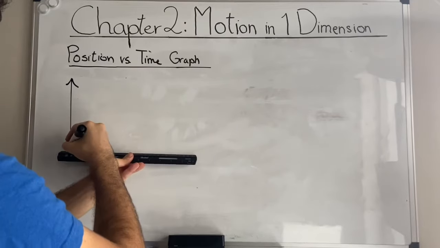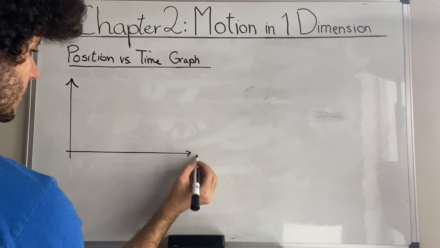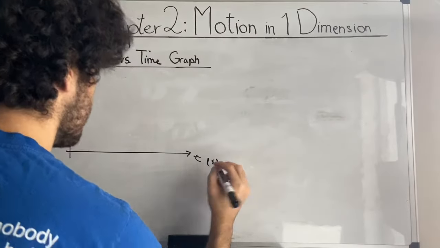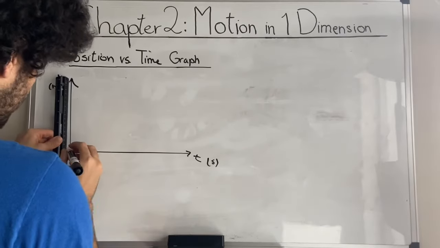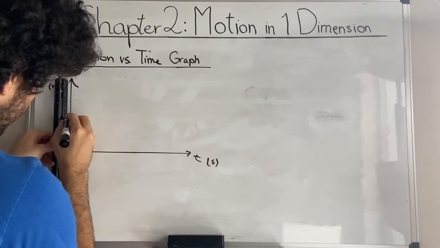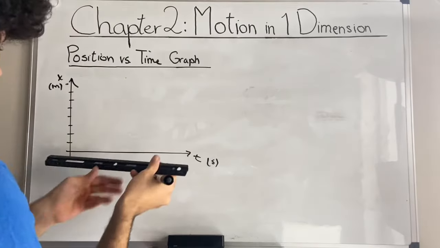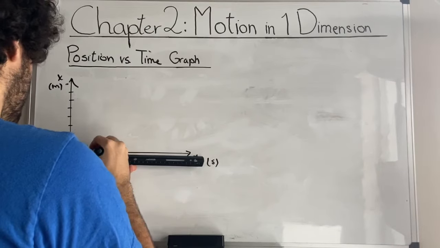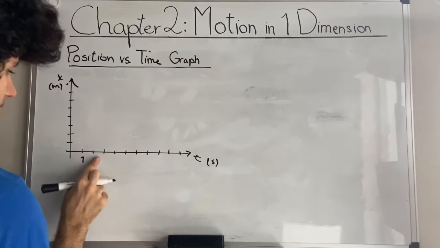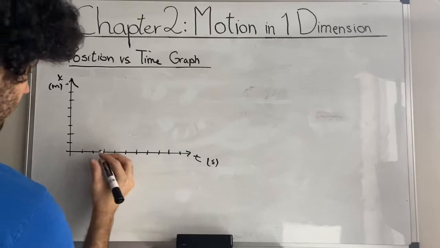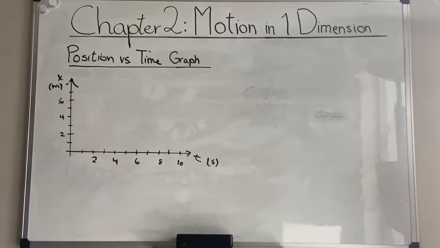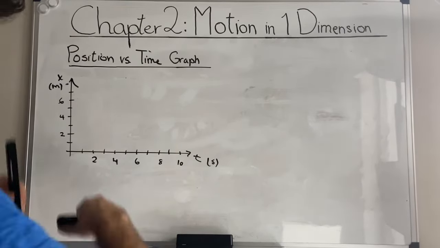Say we have the following t, and we have x. X is in meters, t is in seconds, and we have stamps like this. Here, 1, 2, 3, 4, 5, 6, 7, 9, 10. Let me do jumps. I'm going to write all of these. 2, 4, 6, 8, 10. Fantastic.